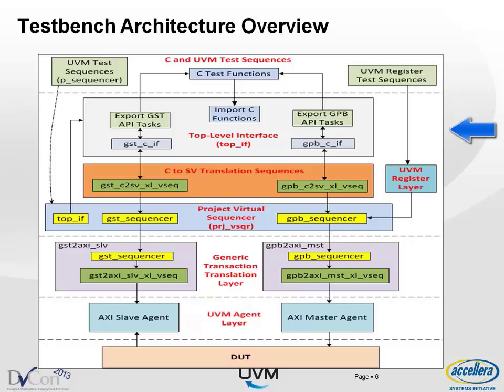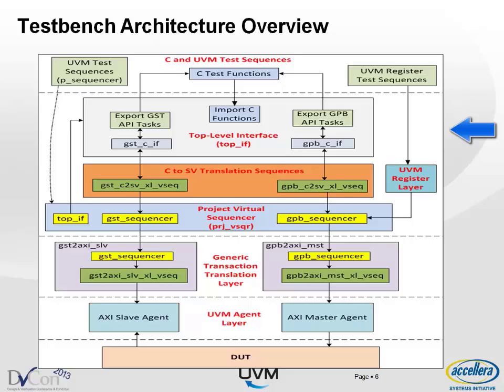It's called the GPB-to-C interface and the GST-C interface. Basically, these two boxes are sub-interfaces instantiated inside this top-level interface. I call this structure an interface of an interface. There's a synchronization event built in to handle the handshaking process between C and the SystemVerilog domain.